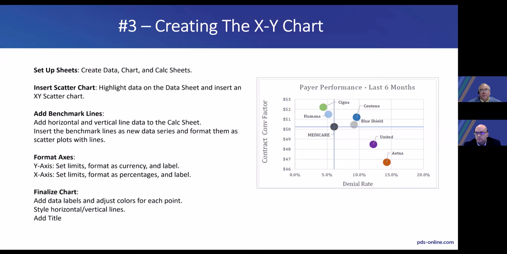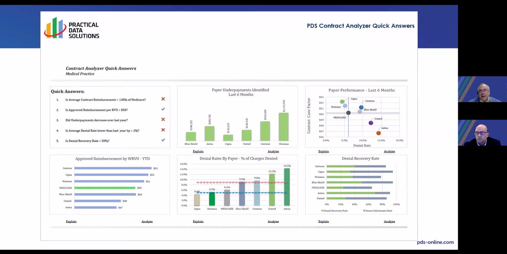What I love about this chart, though, is when you put it in some context. In this case, Scott, we're looking at payer performance. Guide us through how this all fits together. Yeah, this is a great one when I'm benchmarking payers against each other, or really any group of providers, payers, anything like that, to determine performance on a couple of different metrics. In this case, we're looking at contract conversion factor, where we're looking at payment per work RVU, and also looking at our denial rates.